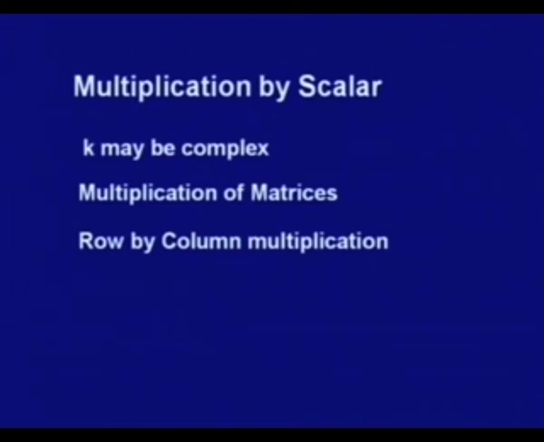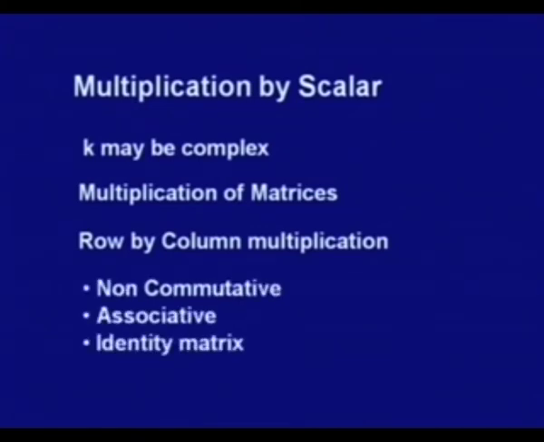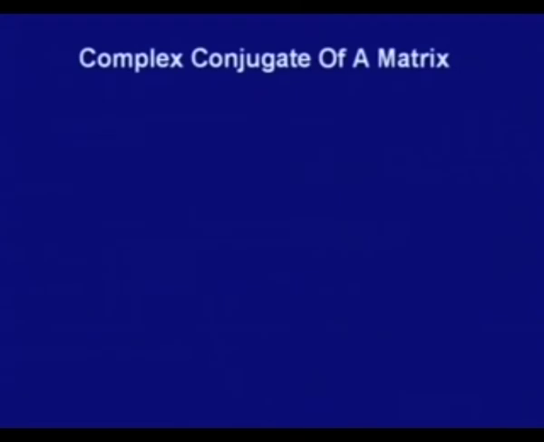So, all those properties which we have proved for real matrices are applicable. They are non-commutative, as we have proved for real matrices. They are associative, because complex numbers are associative, you can add them in any order. Similarly, the identity matrix which works for matrix multiplication for real matrices works for complex matrices also. So, we define a complex conjugate of a matrix.